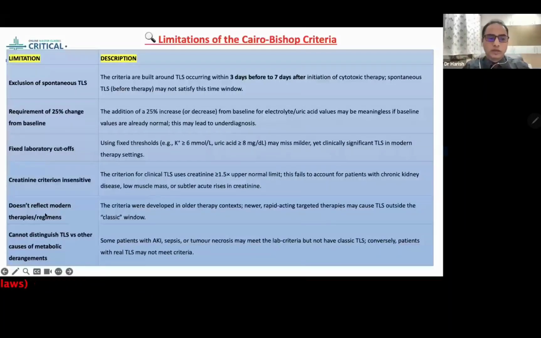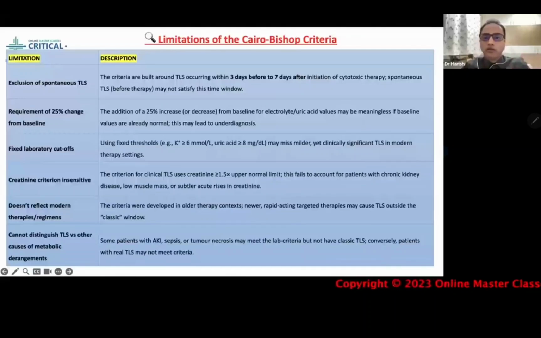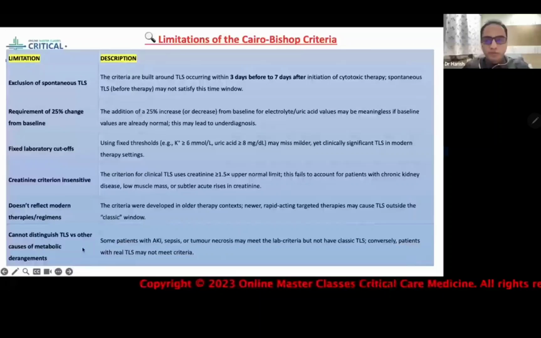So again, the next limitation is that it does not reflect modern therapy regimens. The criteria were developed in an older therapy context, so newer rapid-acting targeted therapy may cause TLS outside the classic window. It may not happen 3 days before, 7 days after. Also, it cannot distinguish TLS from other causes of metabolic derangement.